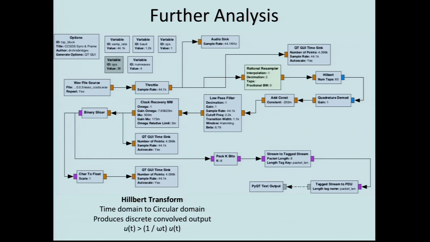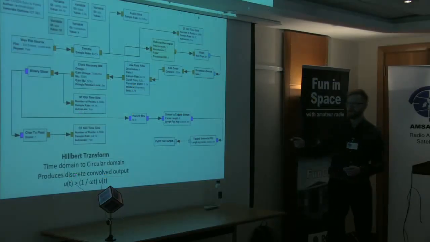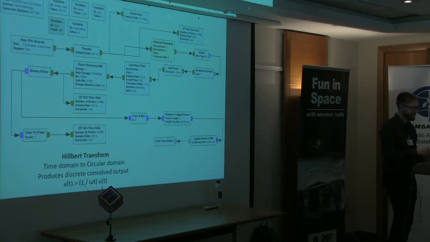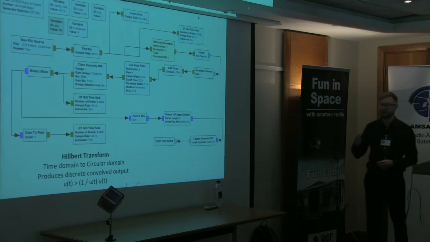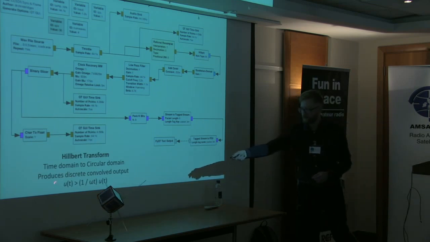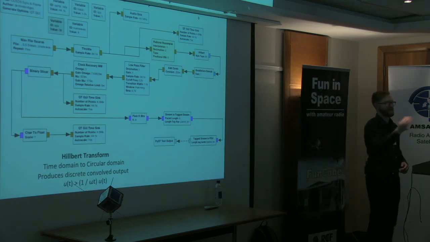And then I can have this go through another special block called a Hilbert taps block. A Hilbert transform is essentially how we can move from the time domain into a circular phase domain that isn't necessarily the same thing as an I and Q phase domain. It essentially produces a discrete convolved output, which, if you give it a function or some sort of signal, will then transform it into the 1 over omega t of this signal. So we're always trying to rotate it in phase space.